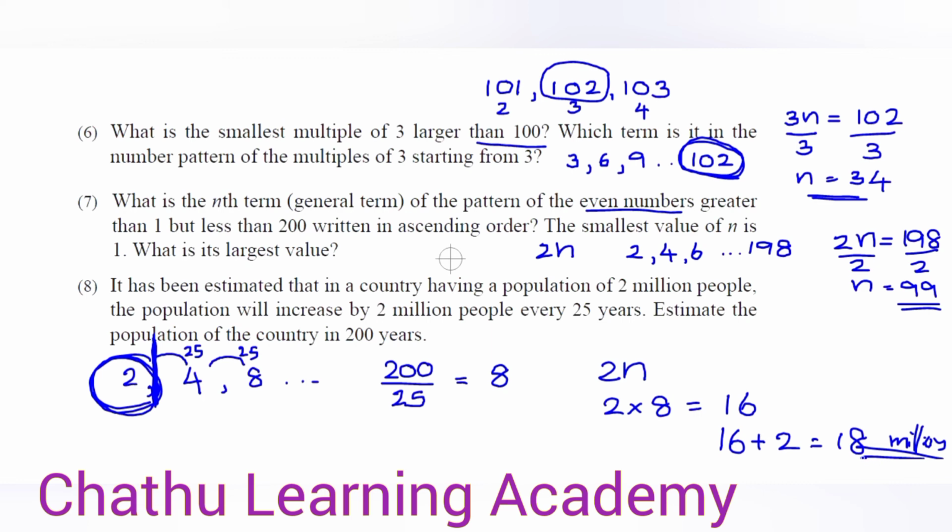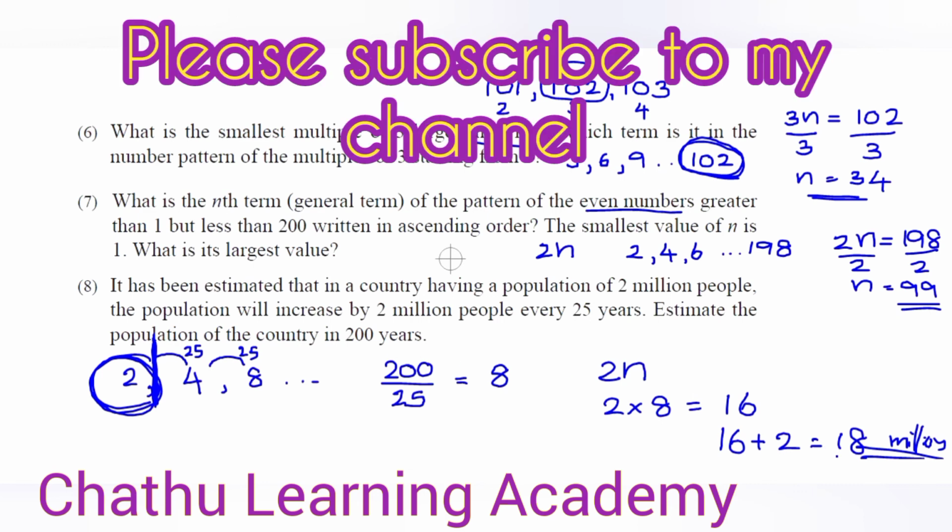So 18 million population should be there. We can estimate the population of the country in 200 years. It will be 18 million.